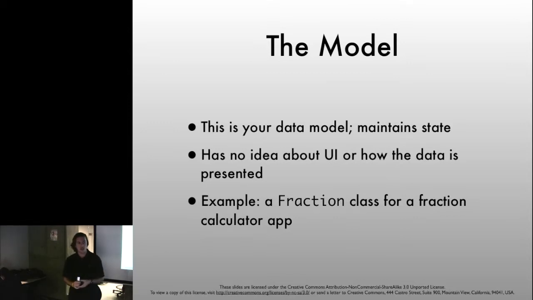The model is pretty straightforward. It's sort of your data model. It's going to keep track of the state of your application. The important thing is that the model is not at all connected to the UI. It doesn't know what it means to present data to the user. It just has a way of storing data. So in the case of a fraction calculator, a fraction class that just keeps track of a single fraction instance might be an example of a model. But the idea is that a model is just data, and that's it. No interface, just data that your app can use and present on the screen in some useful way.